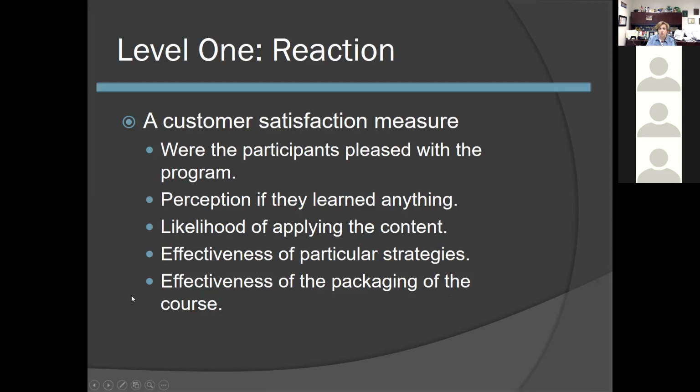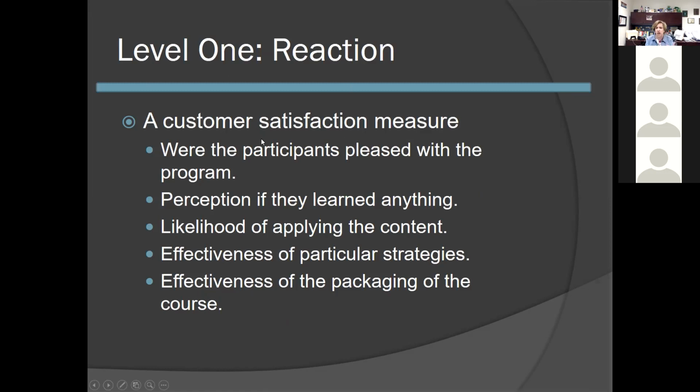I'm going to focus most of the time today on level 1 and level 2, because especially for the county people, that's probably the most important to me, that you have a good understanding of what that is, and that way you can put together some good evaluations of your programs. So level 1 is reaction.